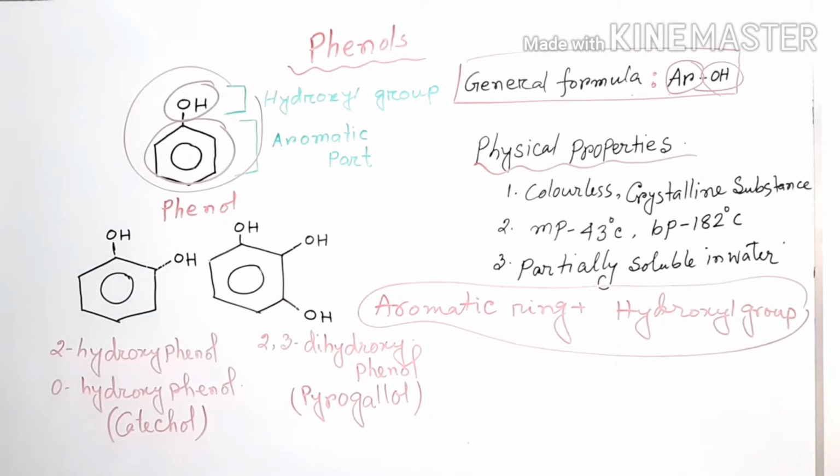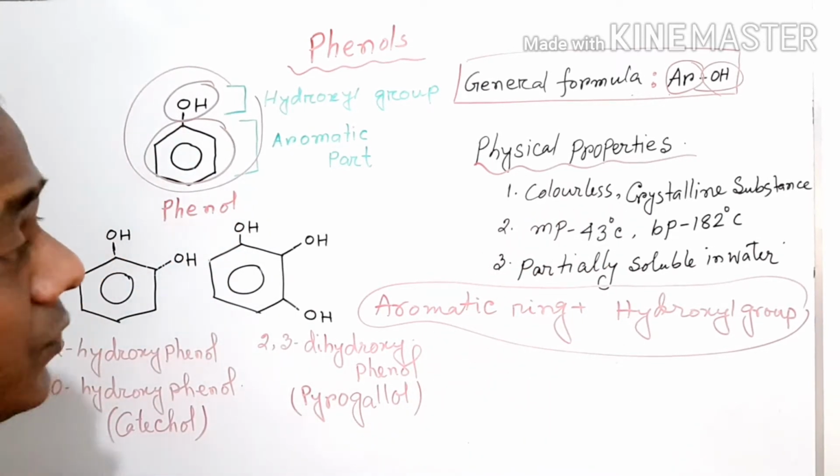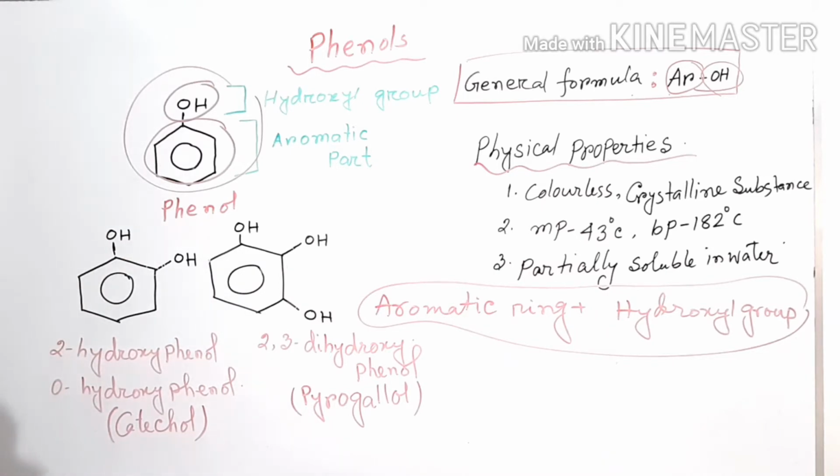Now we discuss about the physical properties of phenol. Phenol is colorless crystalline substance. Melting point of phenol is 43 degrees centigrade and boiling point of phenol is 182 degrees centigrade. Phenol is partially soluble in water. But we can say that phenol and water dissolve in each other completely in all proportions above 66 degrees centigrade.